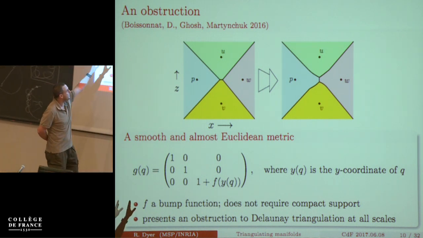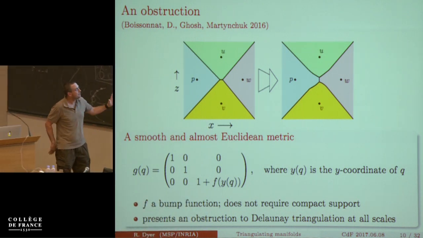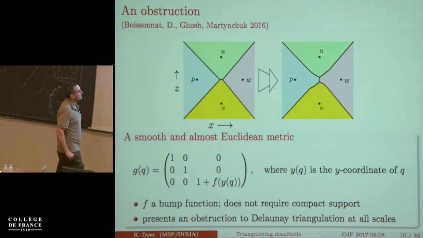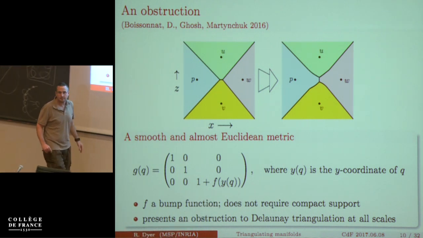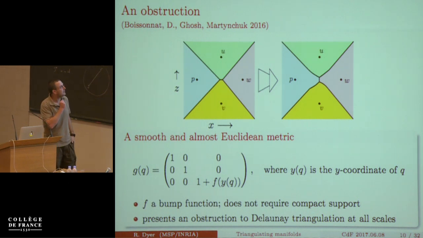Imagine I've got a Riemannian metric. It would be Euclidean if that's the identity matrix. So I'm just in a coordinate patch in three-dimensional space. But here we've added a bump function to how things behave in the z direction, and that bump function depends on where you are in the y direction.